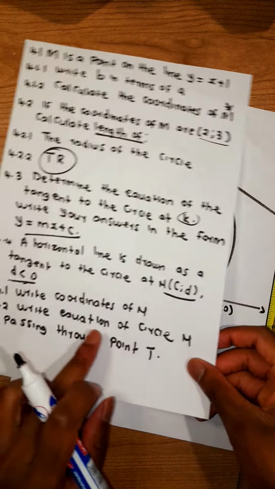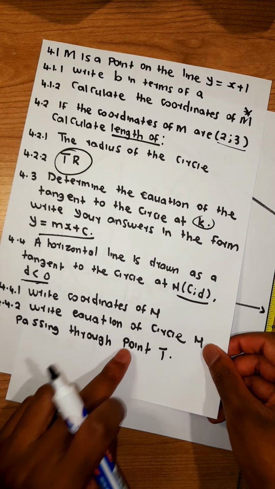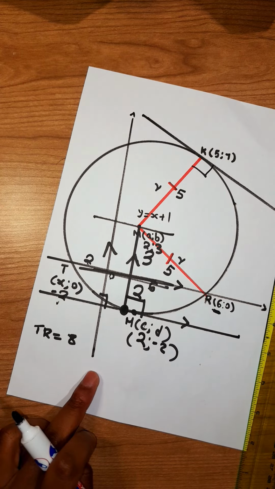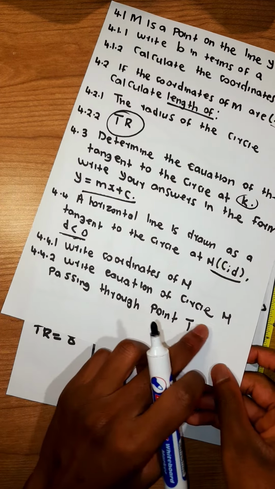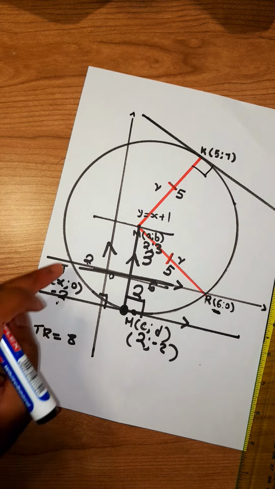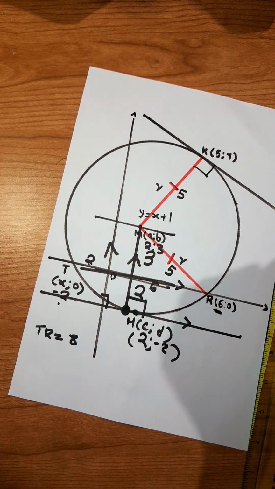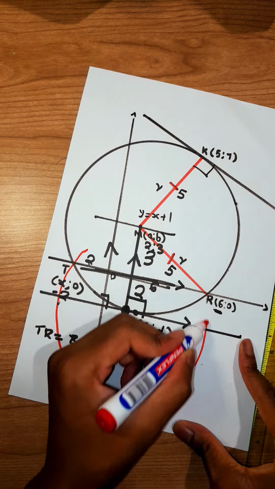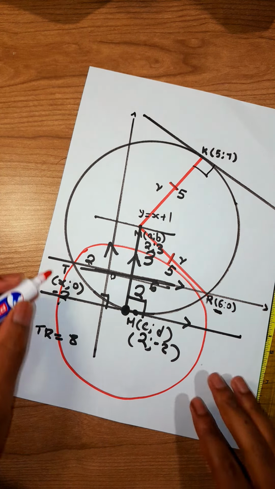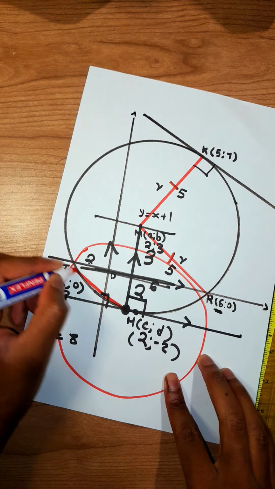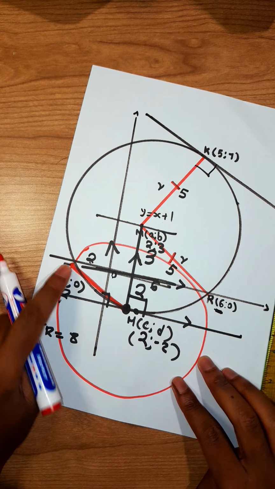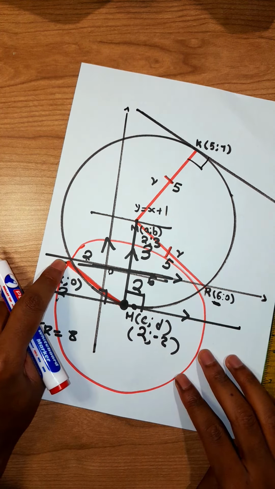Now they say write down the equation of the circle n passing through point T. What's the value of T? They are saying we need to write down the equation of the circle n passing through point T. Oh, this is point T. So we have a new circle, and this circle is passing through point T. This is going to be our point T, and this is going to be the new circle. If it is passing through point T, they're telling us that from n to t is our radius. From n to t, we are going to find our radius.